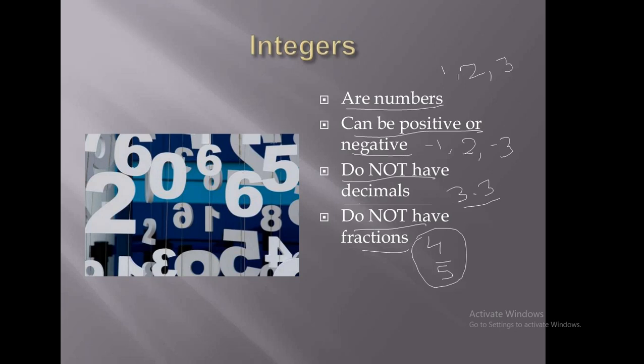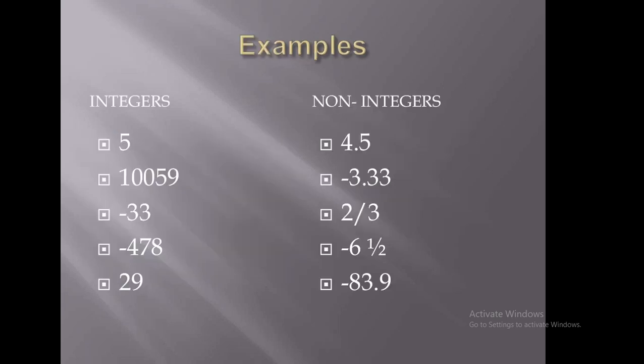Now we will move to the next slide, that is examples. Here we can easily distinguish between integers and non-integers. First we will talk about integers. 5 is an integer, 10,059 is an integer, -33 is an integer, -478 is also an integer, 29. These are all examples of integers.